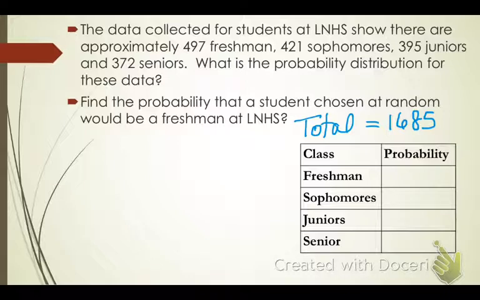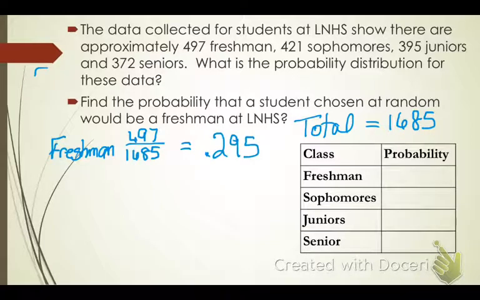So we're going to find the probability or percentage of students at each class level. So for freshmen, we know there were 497 freshmen out of a total of 1,685. So the percentage of students that were freshmen is 0.295. Let's round to 3 decimal places.